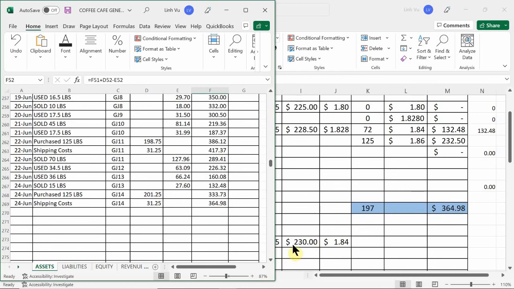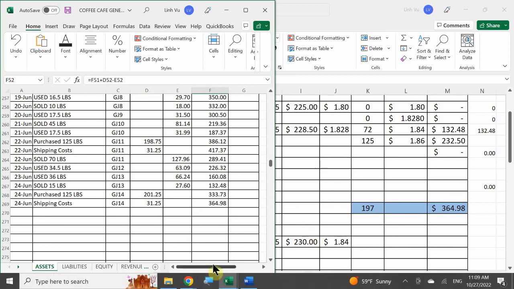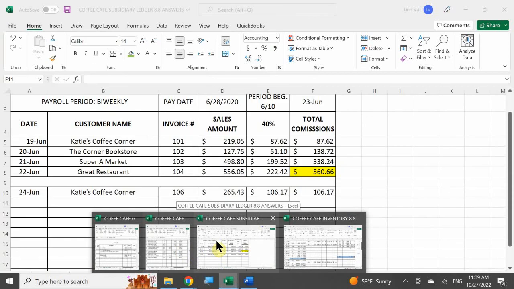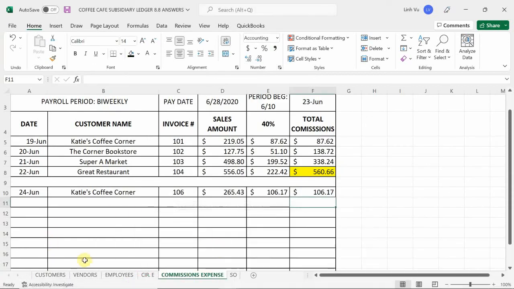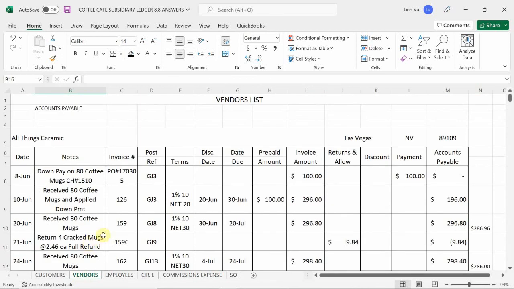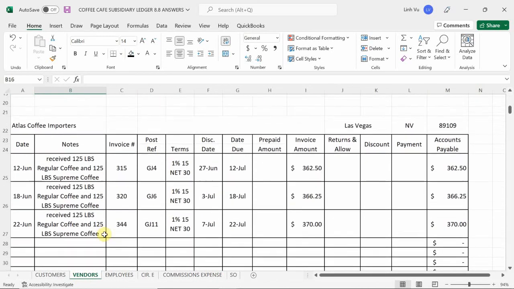Good. Okay, two more things to do. We did the journal, we did the ledger, and we updated the inventory worksheet. We go into our subsidiary. Yes, because now we owe Atlas Coffee more money. Okay, so let's see. This is All Things Ceramics. Atlas is right here.